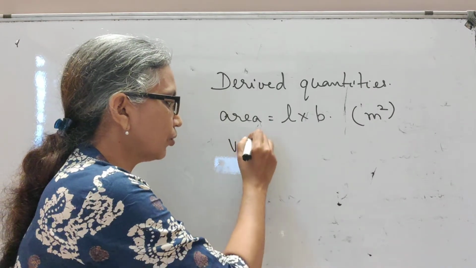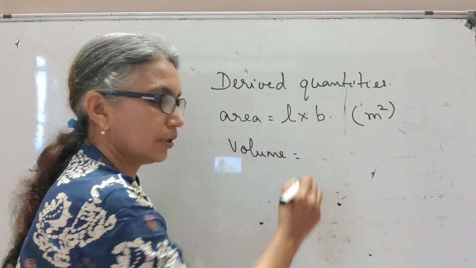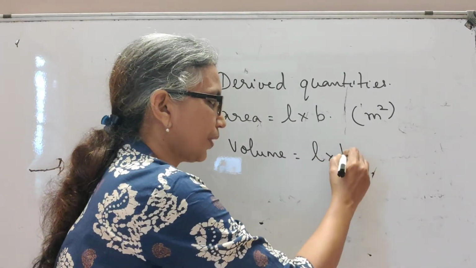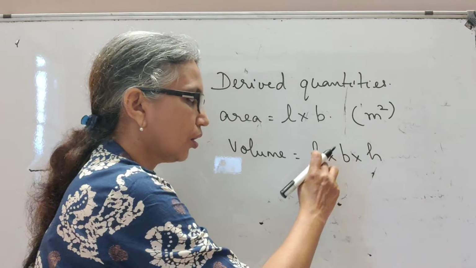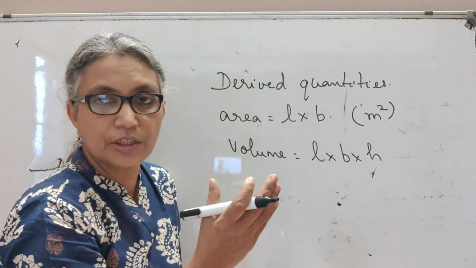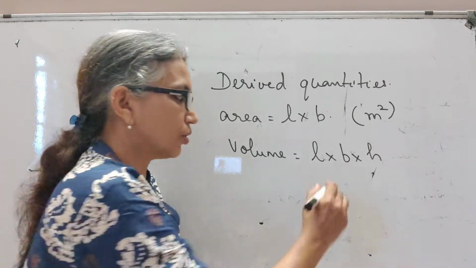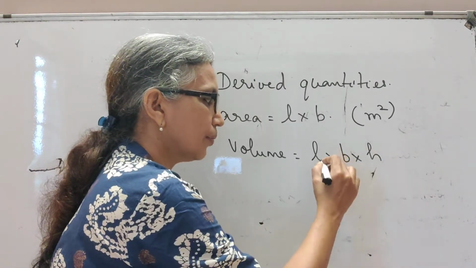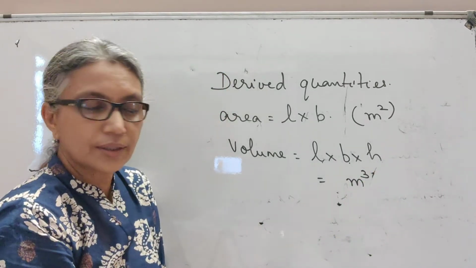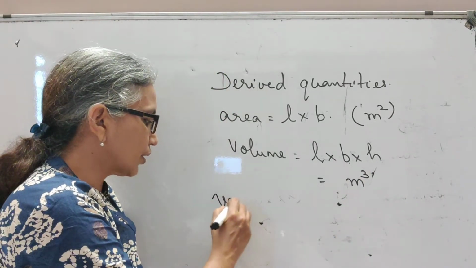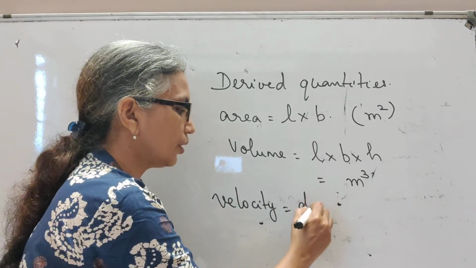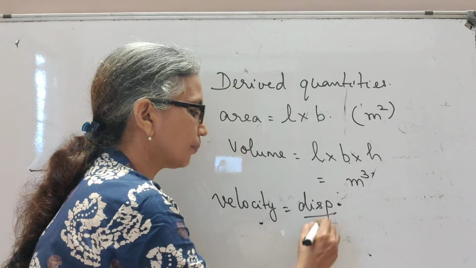Similarly, suppose you are going to take the volume of a cuboid. Volume of a cuboid would be length into breadth into height. Length, breadth and height of that cuboid are measured in the base quantity length. So we have the SI unit as meter into meter into meter, which is meter cube. Let us look at something else like velocity. Velocity, in 9th standard you have learned as displacement by time.